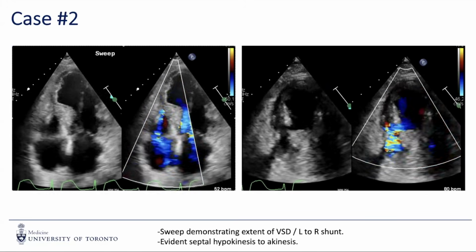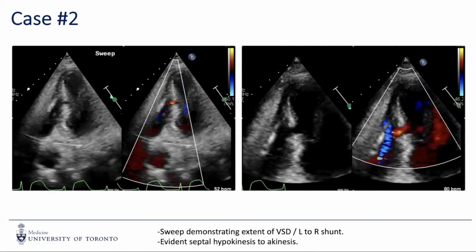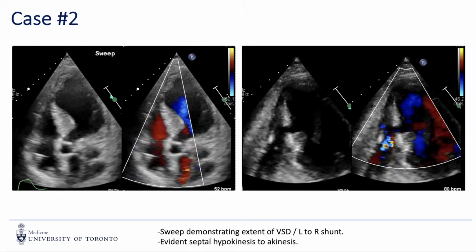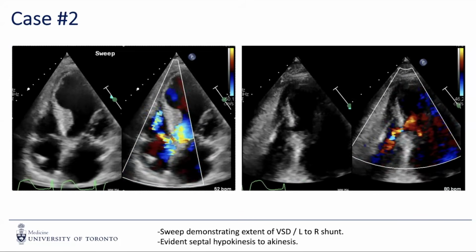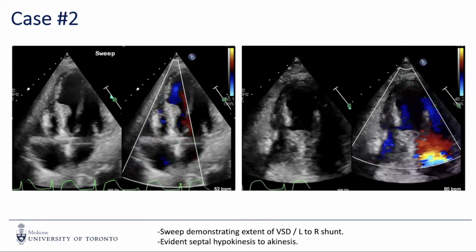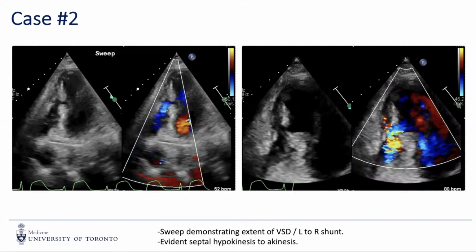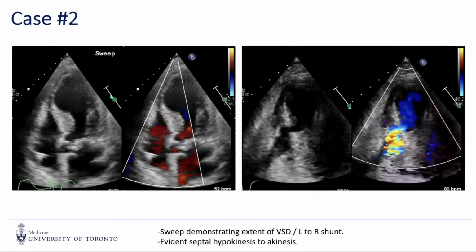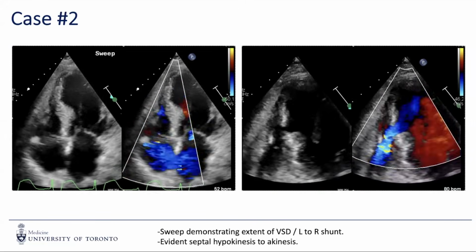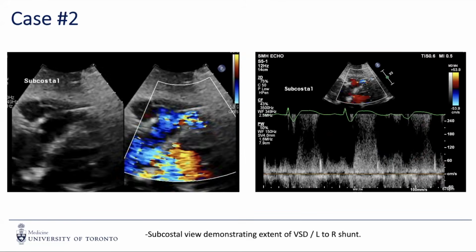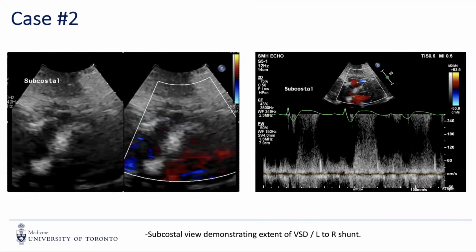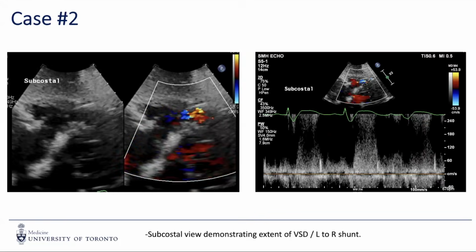And just some more pictures. This highlighted how, with a sweep, you're able to see the maximum degree of shunting. And you can see here how it just kept getting bigger and bigger, eventually showing how much flow there's actually going from the left to the right. And I get to appreciate the septal akinesis there. The subcostal view also allows you to calculate Doppler studies with CW across the actual defect, showing the significant degree of flow.